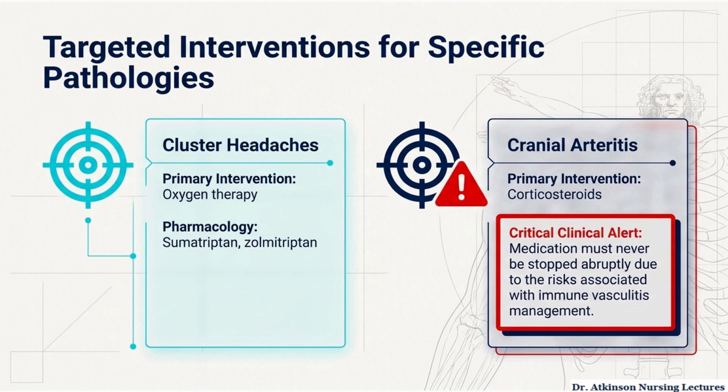Now, cranial arteritis, also called temporal arteritis, is very different and much more concerning because it involves inflammatory vasculitis of the cranial arteries. These patients are typically treated with corticosteroids to reduce inflammation and prevent serious complications, especially vision loss. One very important clinical point here is that corticosteroids should never be stopped abruptly unless specifically directed by the provider. Sudden discontinuation can create significant complications because the inflammatory process may rebound aggressively. So again, recognizing the specific headache type is critical because the treatment pathways can be completely different.